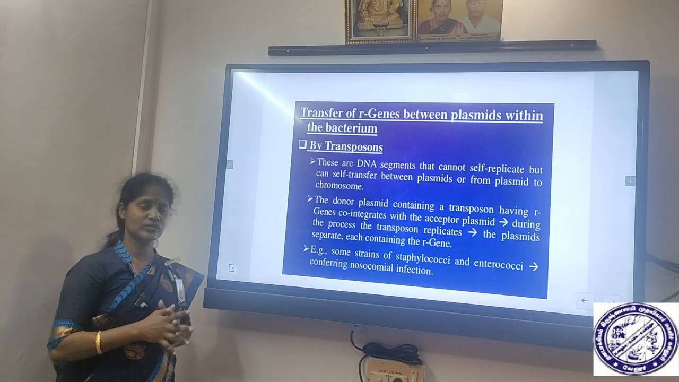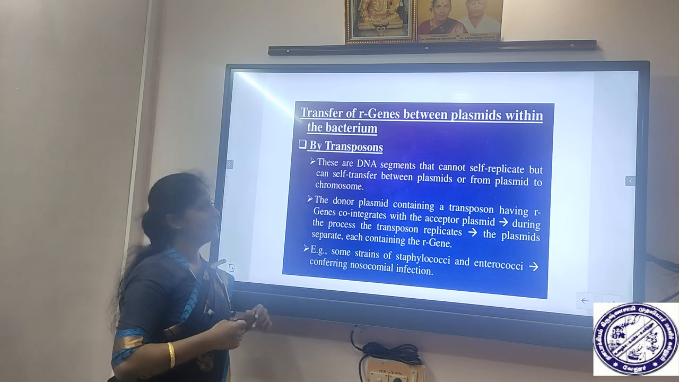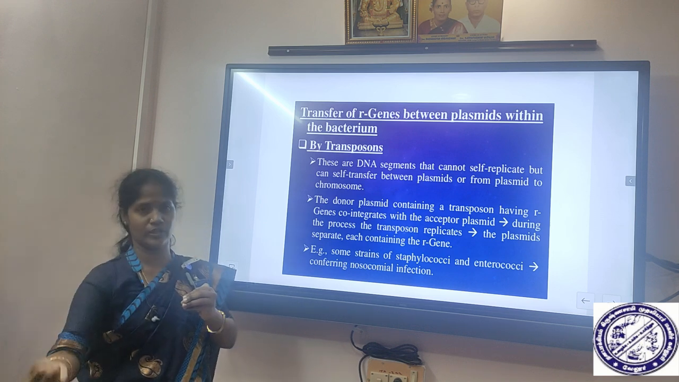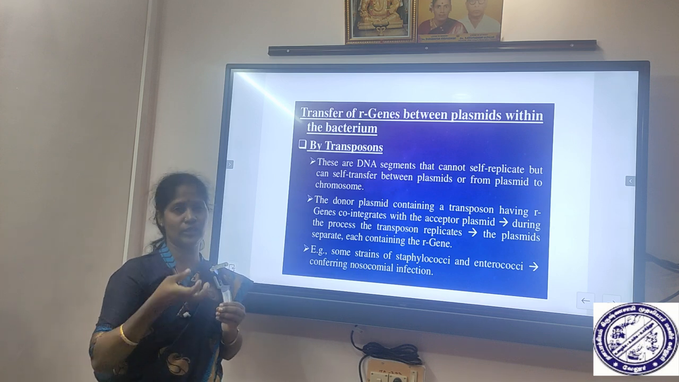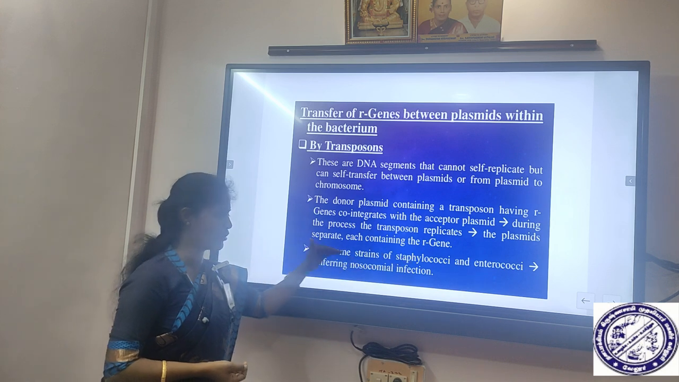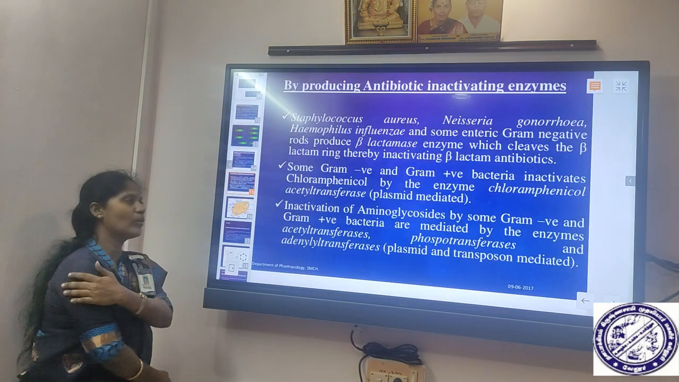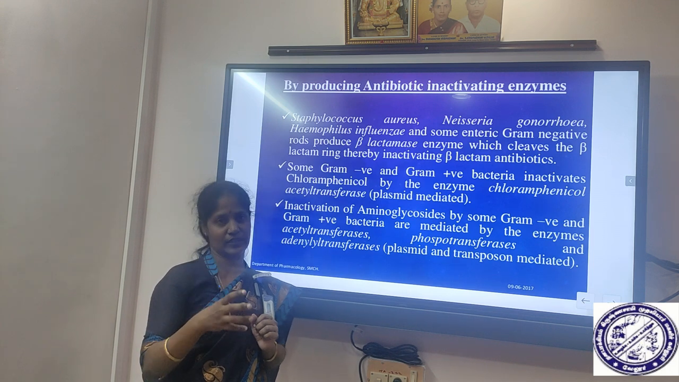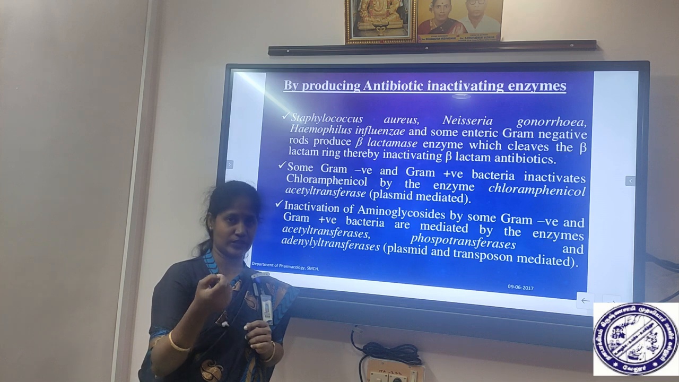Then, through transposons. Transposons are nothing but jumping genes, a very famous one, which are present in DNA molecules. When a transposon possesses resistant genes and jumps from one location to another, the organism may acquire resistant genes for a particular antibiotic. Some organisms like Staphylococci and Enterococci possess antimicrobial resistance genes. And some organisms synthesize enzymes, and through the enzymes antimicrobial resistance can be expressed in microorganisms.